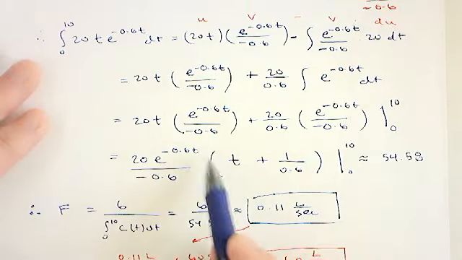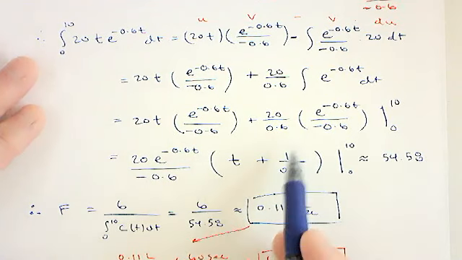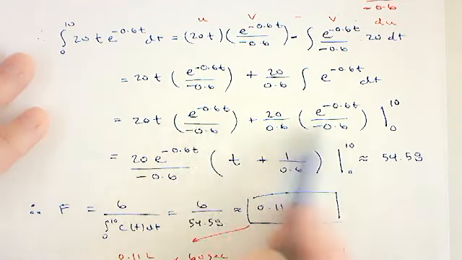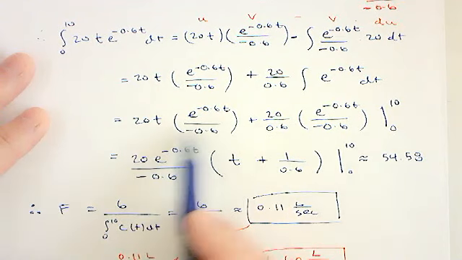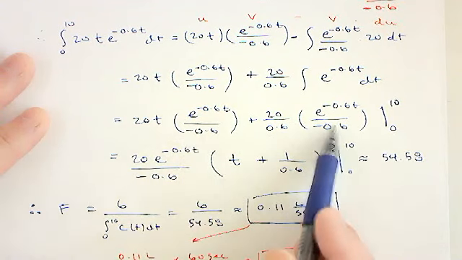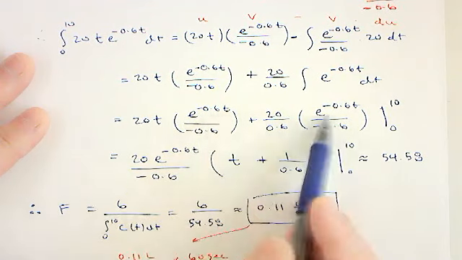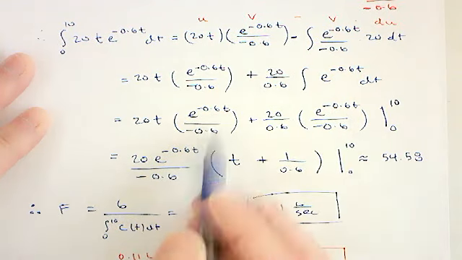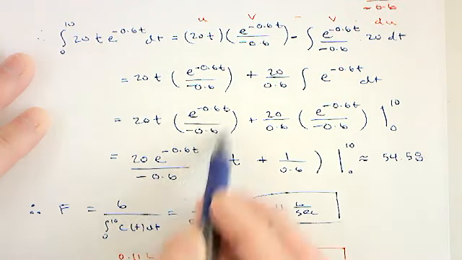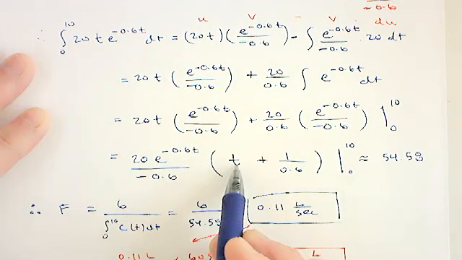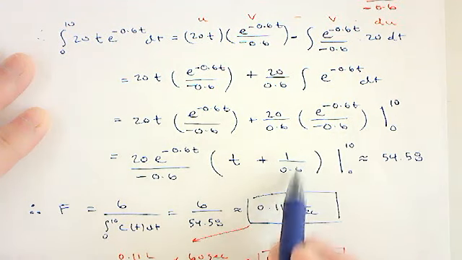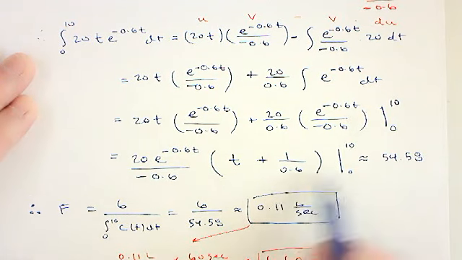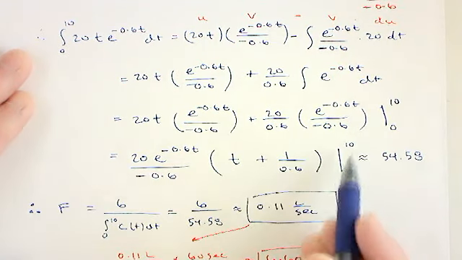I chose to do a simplification. This is optional, but the way I saw it is I saw a bunch of stuff that looks the same between these two terms. I saw 20 in both terms. I saw a negative 0.6 in the denominator for both terms, and I see an e to the negative 0.6t in both terms. So I factored that out, which if I take that out from this first term is just going to leave me with a t, and if I take all of that out from the second term, I'm just left with 1 over 0.6. And it just made it seem a little bit easier.